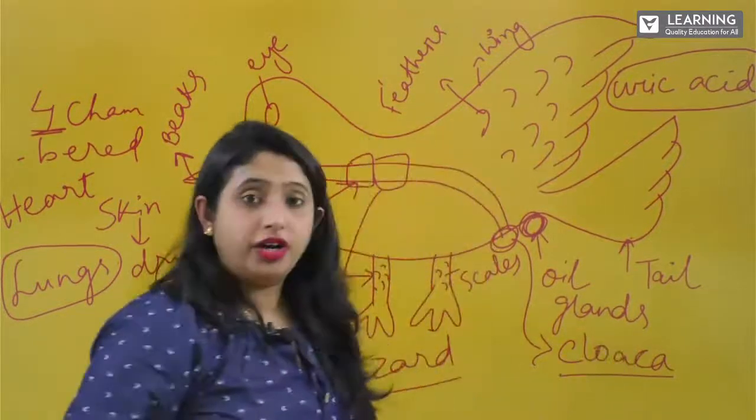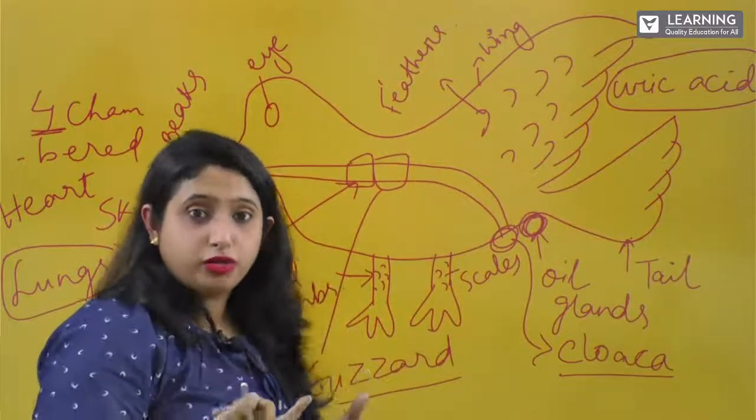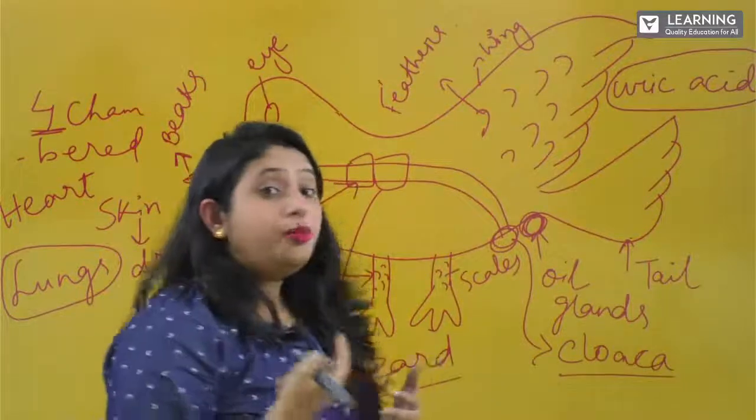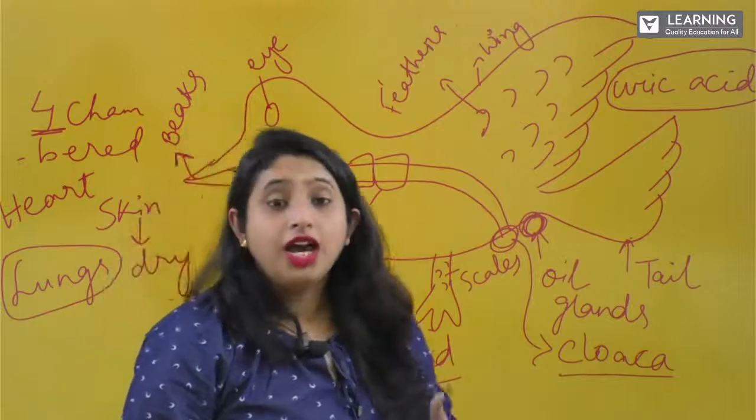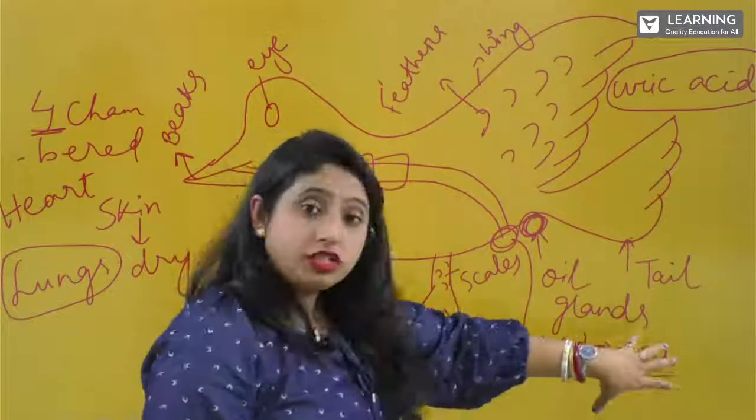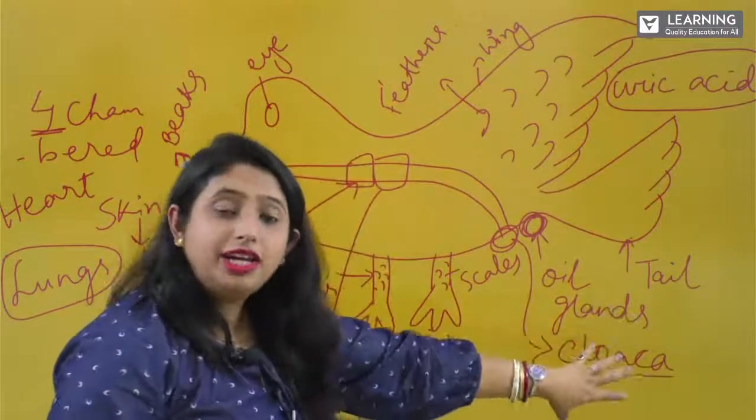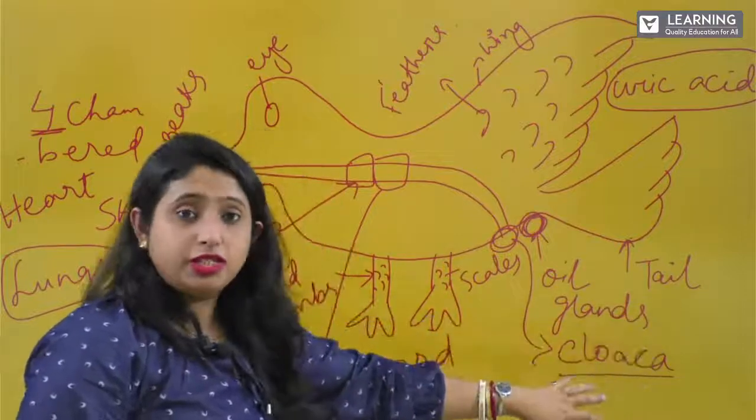And in case of birds, how do they reproduce? Reproduction takes place with the help of this cloaca. Cloaca is a single opening. With the help of this, what?